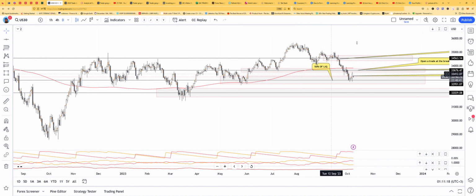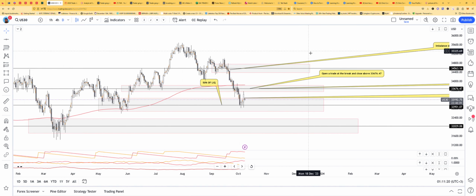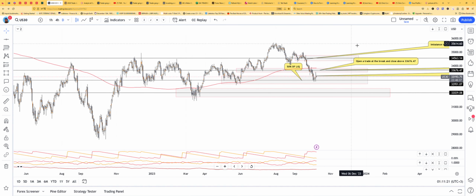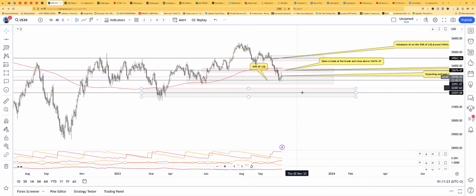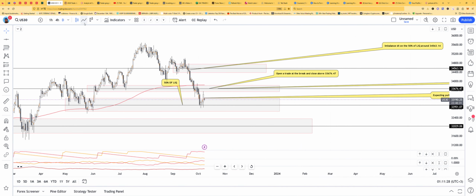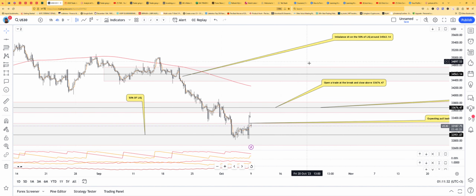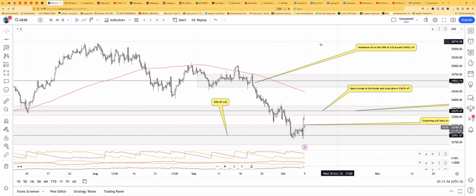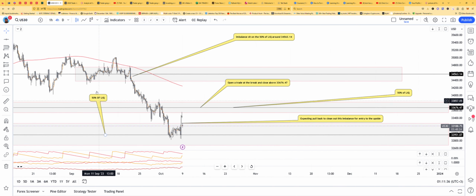So what does that tell us? I don't know what it tells us. I'm just going to observe, set my positions, and if we get back to my positions, I'm going to get out. Alright, so with this being said, this is the 50% of liquidity. Why is it the 50% of liquidity area?